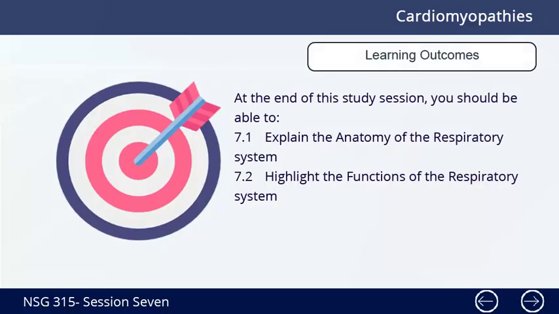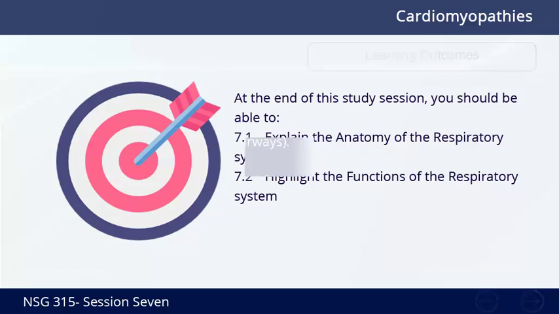Learning outcomes for study session 7. At the end of this study session, you should be able to: 1. Explain the anatomy of the respiratory system, and 2. Highlight the functions of the respiratory system.